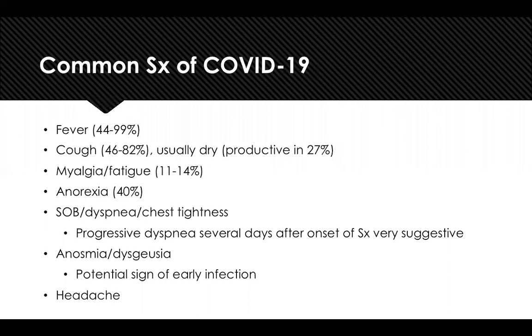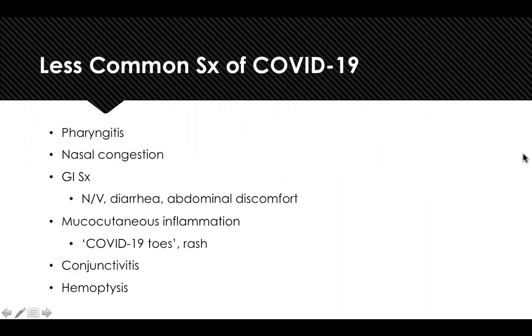You also have pretty uncommon symptoms. They can happen, but they're not really common. They happen in a few individuals. One of them is pharyngitis, which is just inflammation of the pharynx. Nasal congestion, and this may even be accompanied by a runny nose. They might have gastrointestinal symptoms like nausea, vomiting, diarrhea, abdominal discomfort, and mucocutaneous inflammation. Muco refers to your mucous membranes, like the inside of your mouth. And cutaneous refers to skin. So inflammation of your skin and your mucous membranes is called mucocutaneous inflammation.